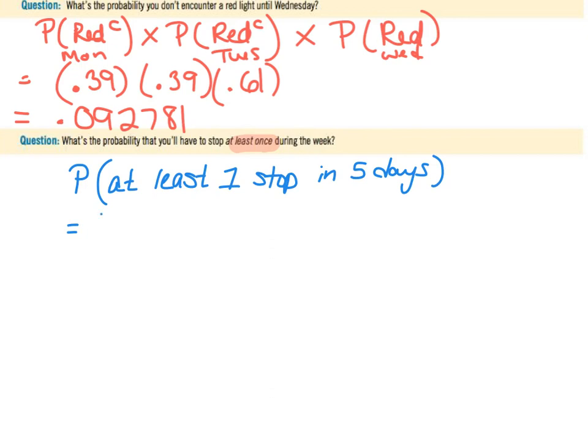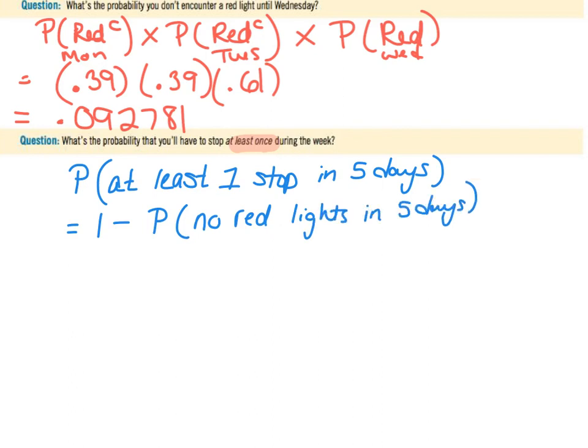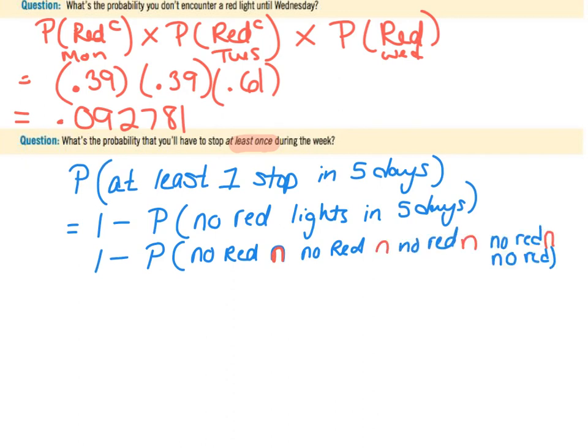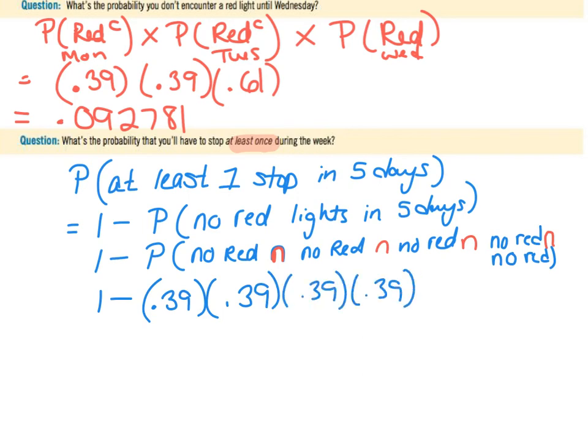Well, this would be equal to 1 minus the probability of no red lights in 5 days. So if you think about this, this would be the probability of no red intersected with no red. Maybe I'll make this notation more obvious: no red again, and no red all the way up to 5 days. That notation helps me see a little bit easier what I'm actually doing here. I'm doing 1 minus, and the probability of no red we saw was 0.39, so I multiply that for each day. So no red on Monday, Tuesday, Wednesday, all the way up through Friday, so 5 days.